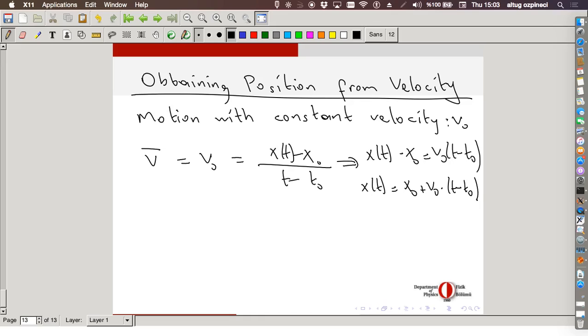It also makes sense because when we were defining the velocity, we said that the velocity is the displacement per unit time. So in a time interval t minus t0, the total displacement will be the velocity, that is the displacement per unit time, multiplied by the total time. That gives you the total displacement. And this is where it started from. So you start from here, you add the displacement, and you obtain the final position of the object. Now, any questions on this one?